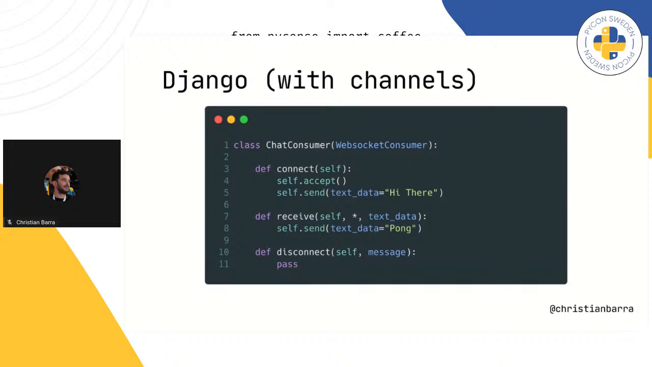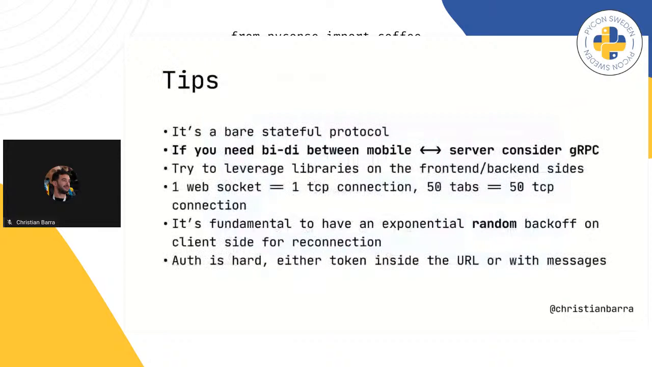So you have the def receive, you have the text data, so you can read the messages that the user is sending, and then you can do different things. Like in this case, I'm sending the Pong message, and then again you can disconnect or you can do other things. So this is pretty much two different implementations, one using AsyncIO or Starlette and one using Django with channels. And the implementation is fairly simple, I would say, because there is a lot of heavy lifting under the hood made by the framework.